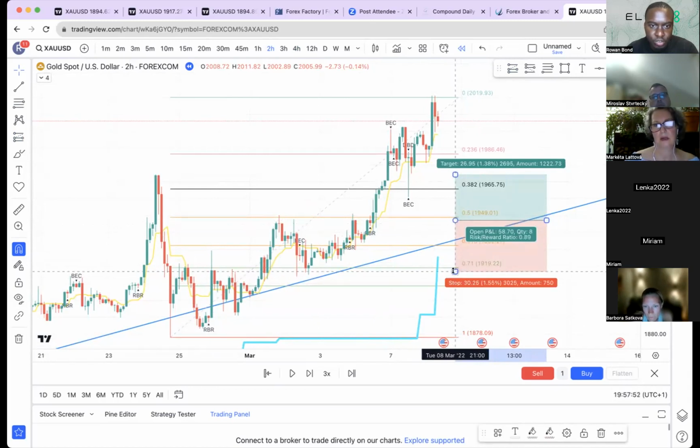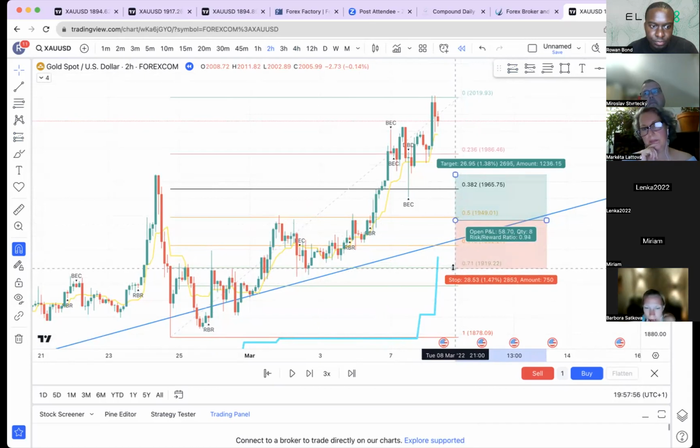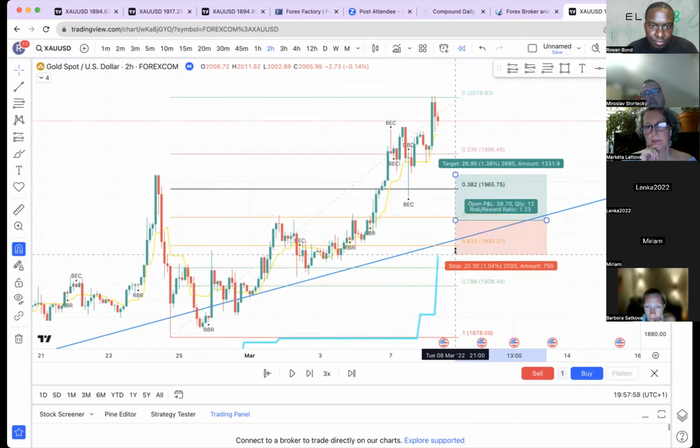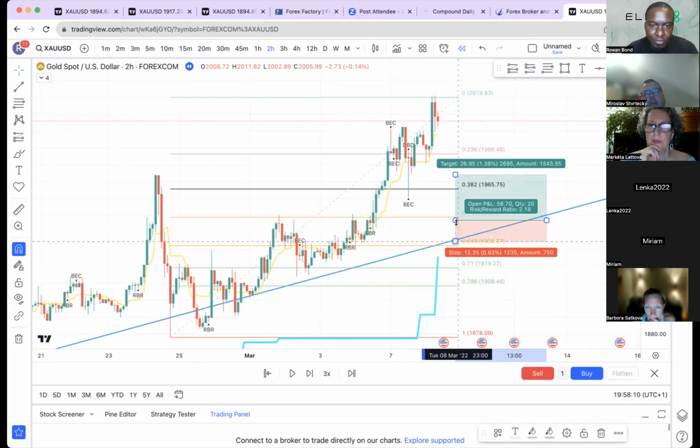And where do you want the stop loss? On the wick of, lower? Lower. Yes, here. Okay. And where do you want to take profit?